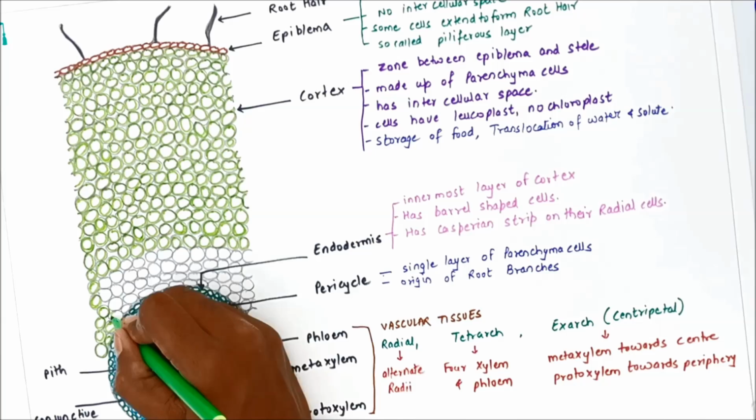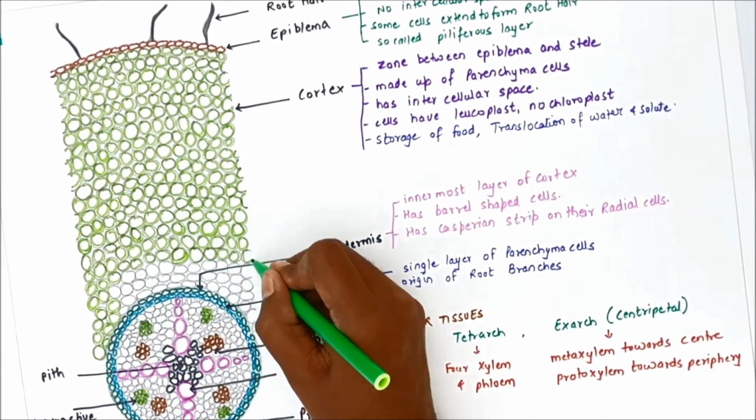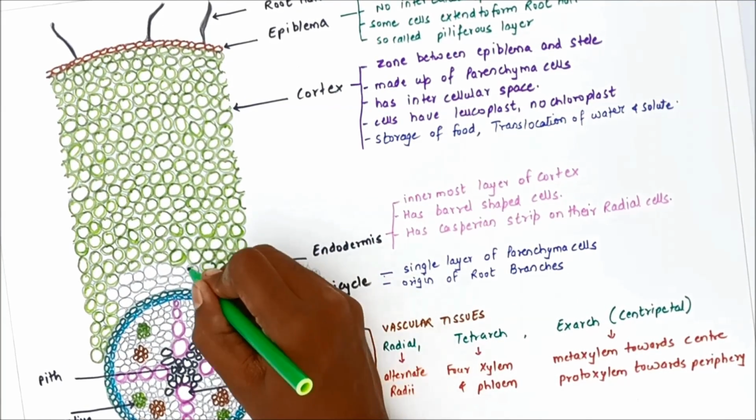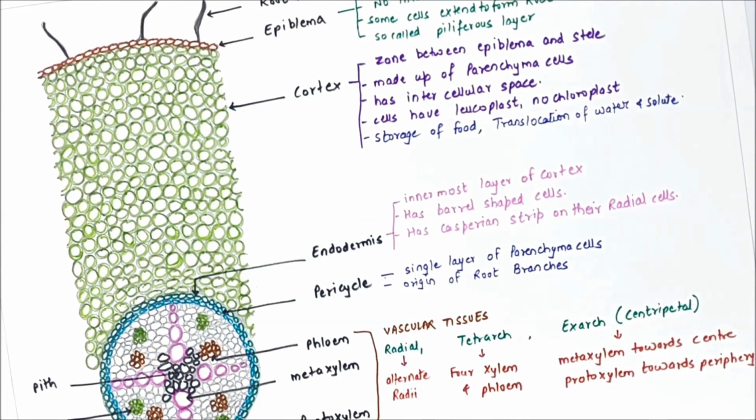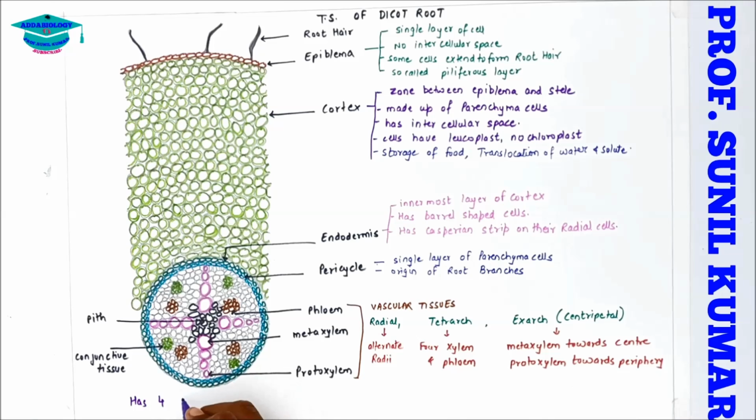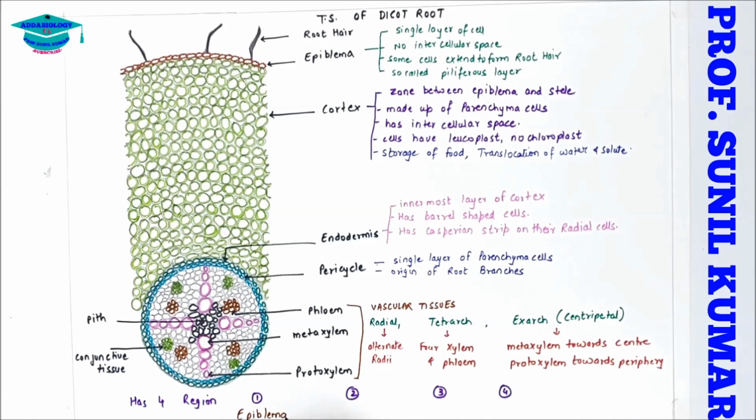So there are 4 different regions of the dicot root. What are the 4 different regions in the anatomy? The first region is called epiblema, the second region is called the cortex, the third region is called endodermis, and the fourth region is the stele.